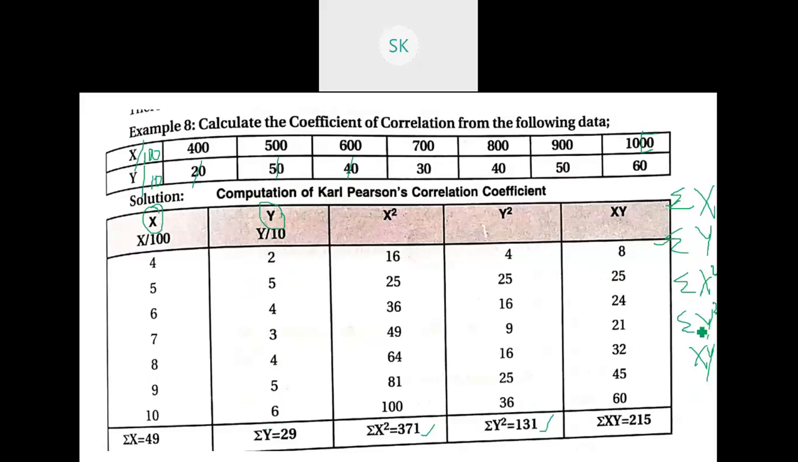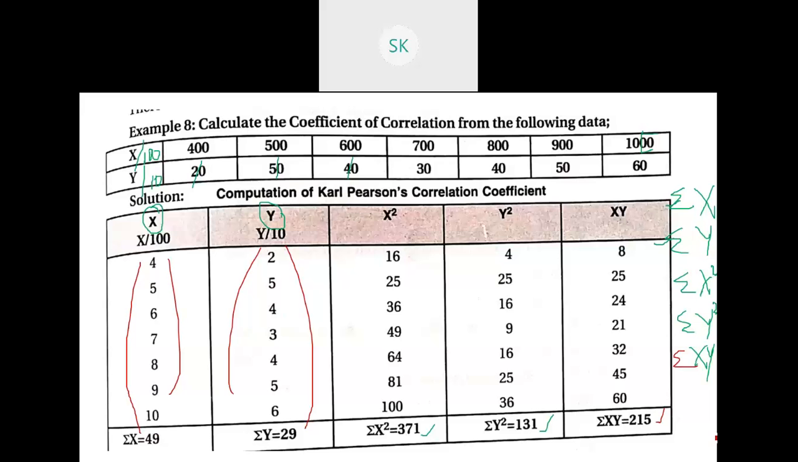The last important value is x into y. Again, I am supposed to multiply the complete column of x with the column of y. That is sigma xy. Once I multiply both of them, 4 2s are 8, 5 5s are 25, 6 4s are 24, 7 3s are 21. Like this, I get the values and add them up. I get the final important value, summation xy or sigma xy.